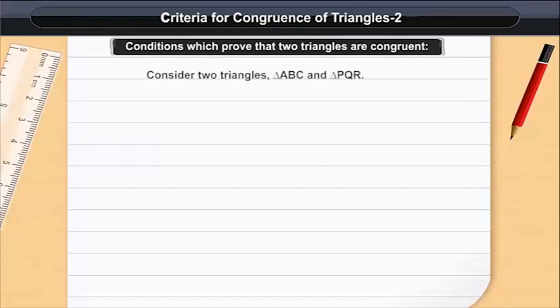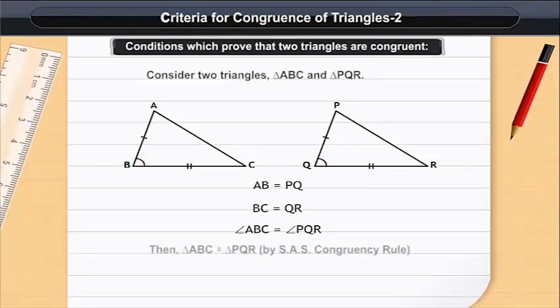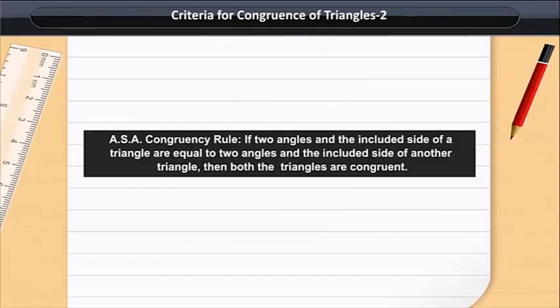Consider two triangles, triangle ABC and triangle PQR. AB is equal to PQ, BC is equal to QR, and angle ABC is equal to angle PQR. Then, triangle ABC is congruent to triangle PQR by SAS Congruency Rule.